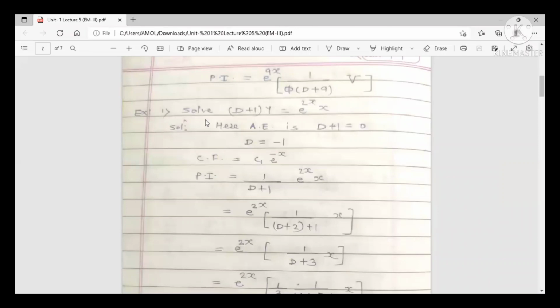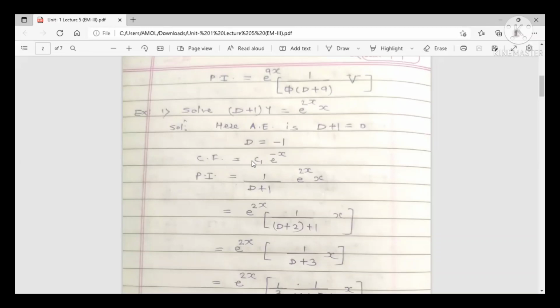Example is here. Solve D plus 1 into y is equal to e raised to 2x into x. Here it is the reduced form of LDE, phi of D into y is equal to f of x. Now phi of D is equal to D plus 1, equate it to 0. So the auxiliary equation is D plus 1 equal to 0, which means D is equal to minus 1. So your complementary function is c1 e raised to minus x, because there is only one root and it is minus 1, a real number.